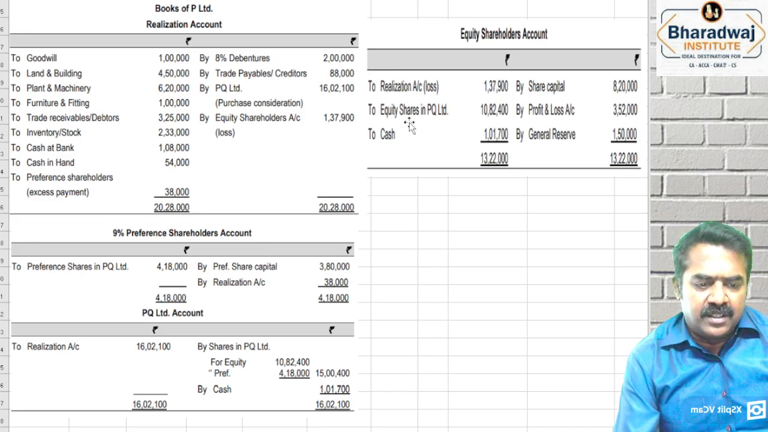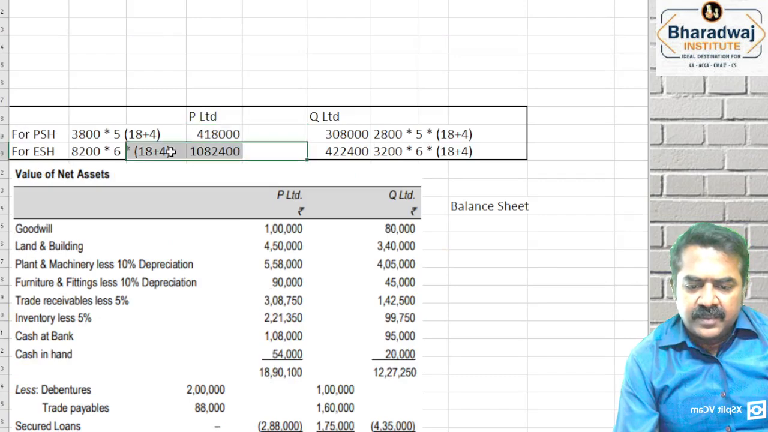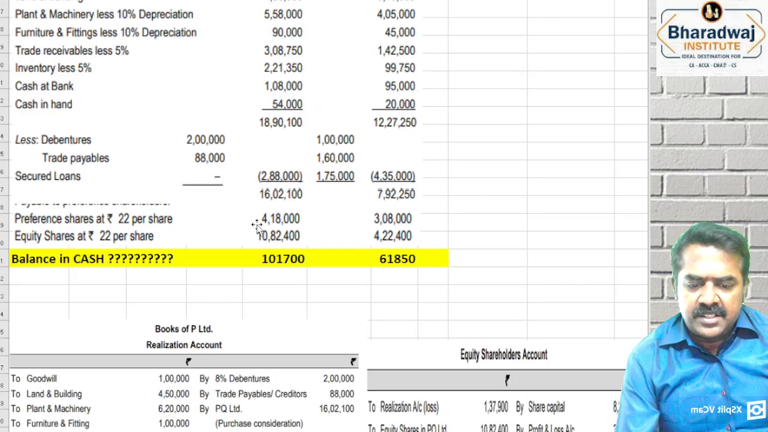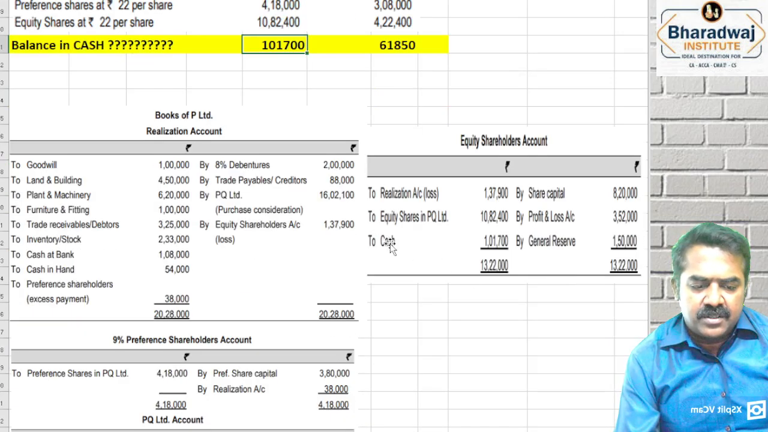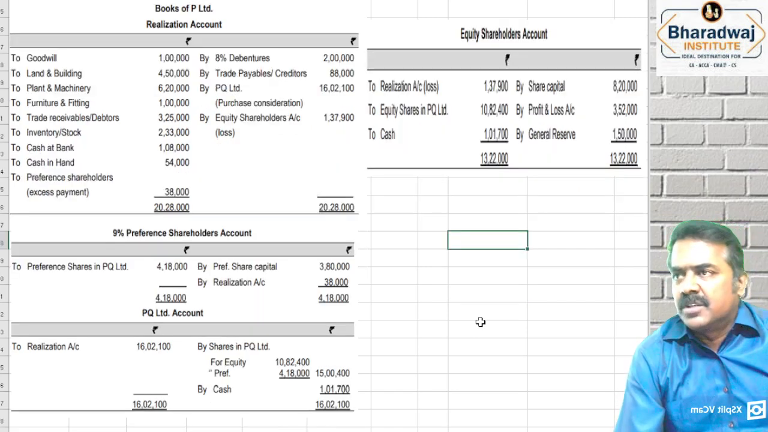and put the realization loss. Equity shares in PQ Limited we got for them. How much did we get? This 10,82,400 is given to equity shareholders. The cash that we got is also given to equity shareholders. This is in the books of which company?